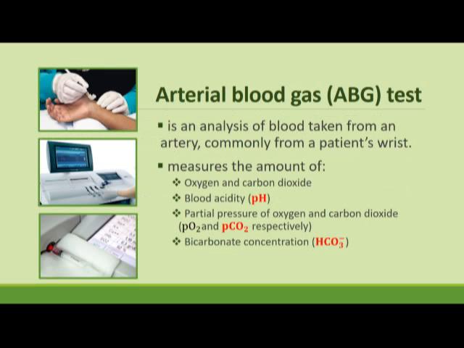So, what is the ABG test? Basically, it is an arterial blood gas test. The main purpose of the ABG test is to measure the oxygen level, carbon dioxide level, and pH level in the bloodstream. Commonly, the arterial blood is taken from the patient's wrist.